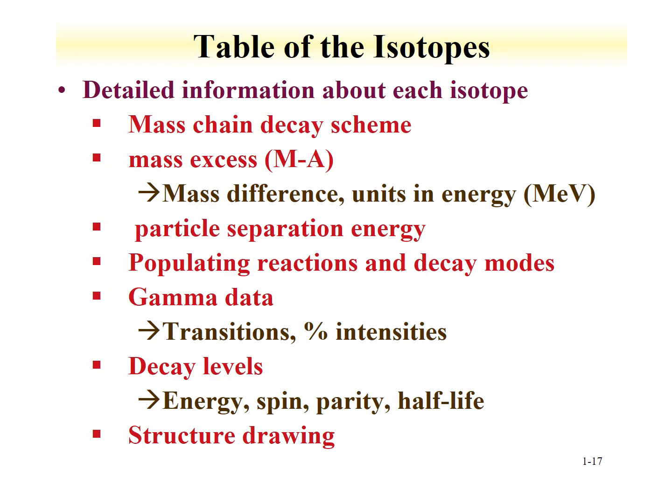The table of the isotopes is another compendium of data that's used in the course, and it contains much more detailed information on each isotope. There's mass decay schemes, mass excesses, particle separation energies, population reactions, gamma transition energies and their intensities, decay levels, and a drawing of the structure. Right now, this is just an introduction to this information. Later in the course, we'll go over this information in much more detail.